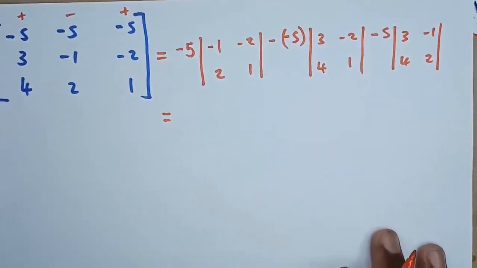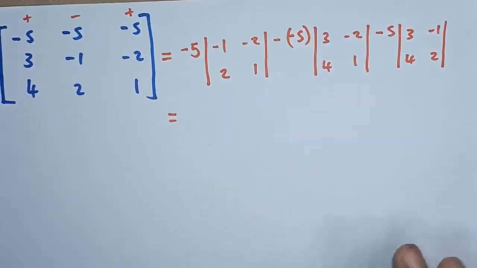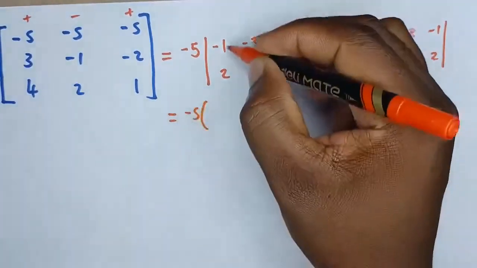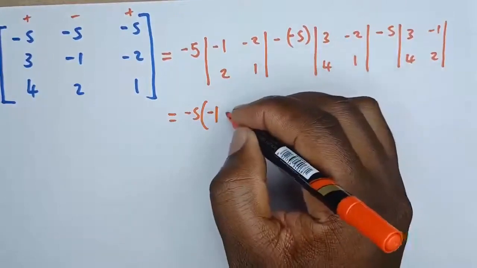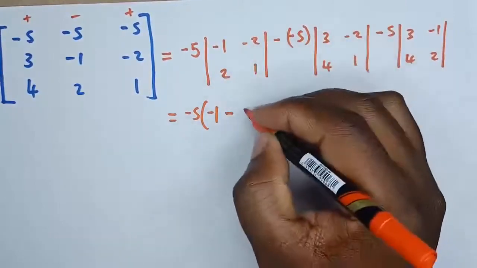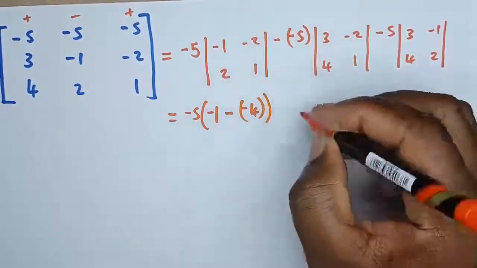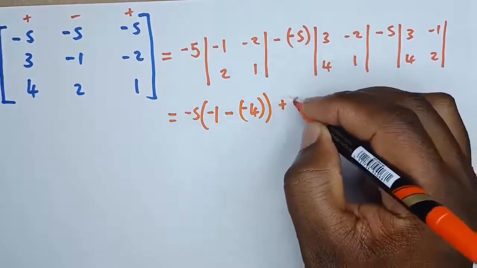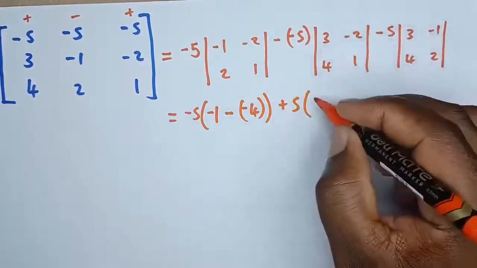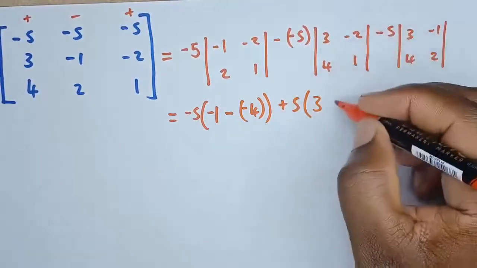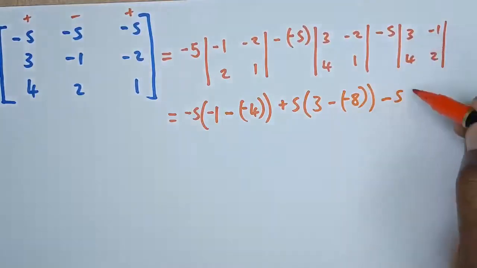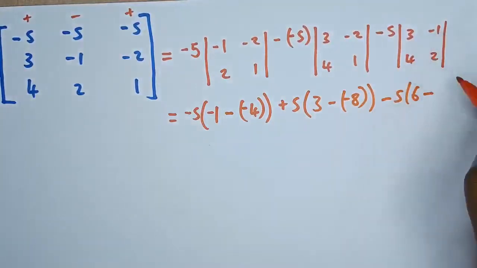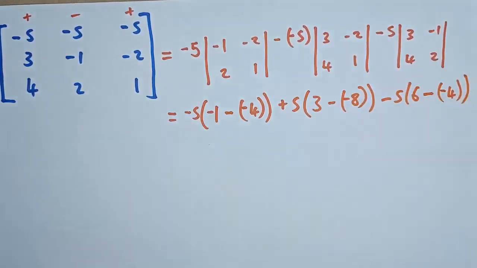Okay, let's find the determinants of the 2 by 2 matrices. So we have -5 here. -1 times 1 is -1, minus 2 times -2, which is -4. We'll have that. The negative will give us a +5. 3 times 1 is 3. 4 times -2 is -8. Minus 5. 3 times 2 is 6. 4 times -1 is -4, like that. So we have that.